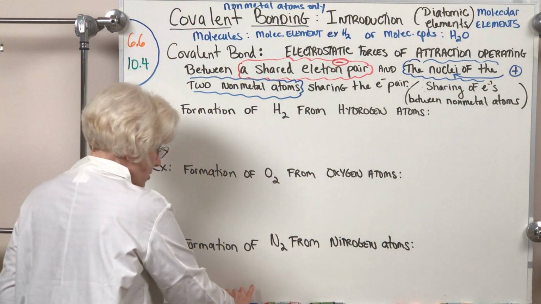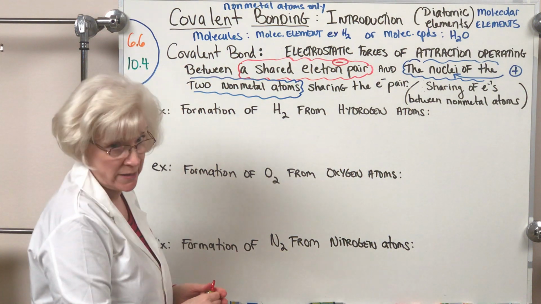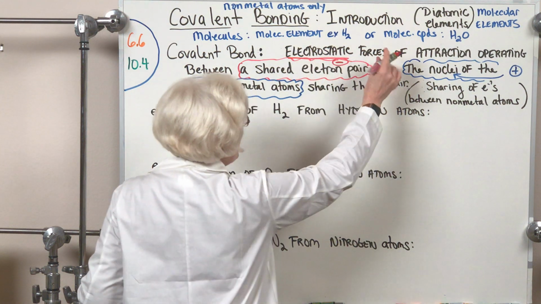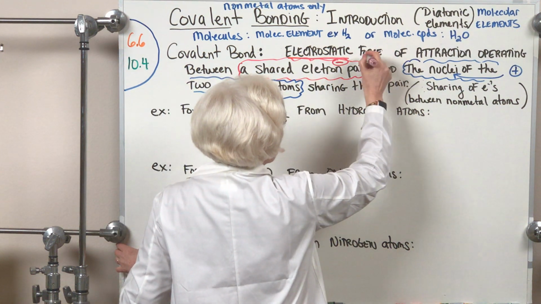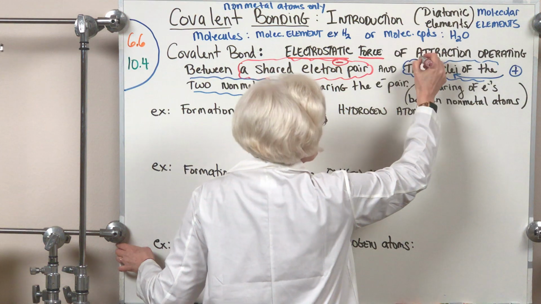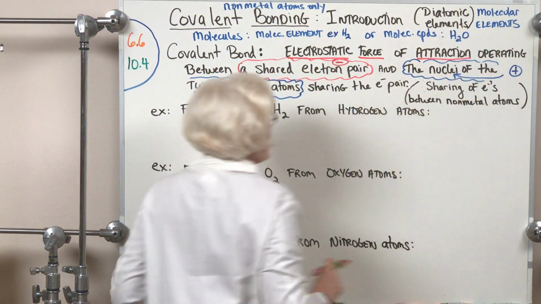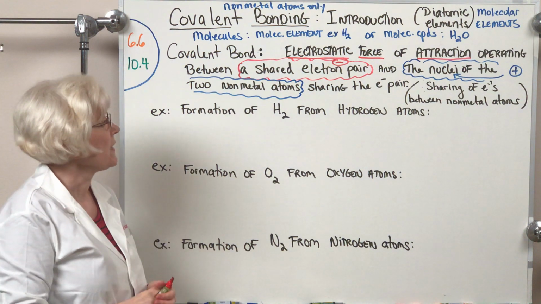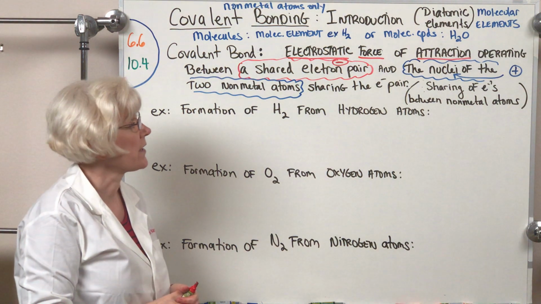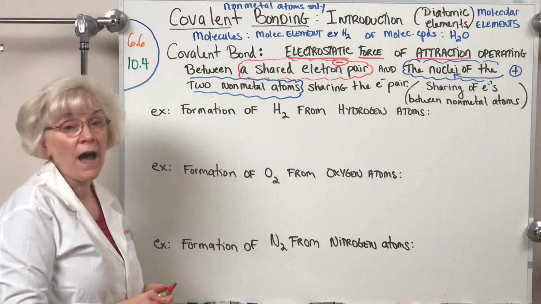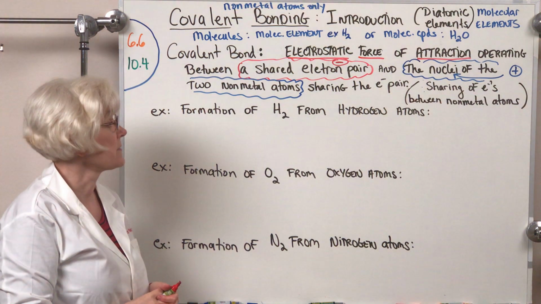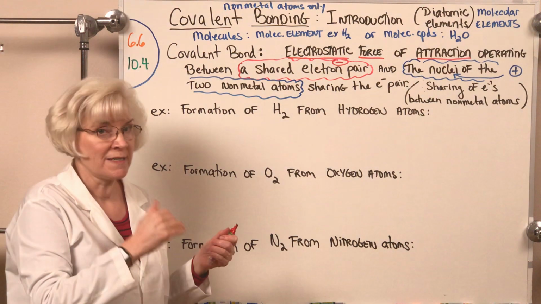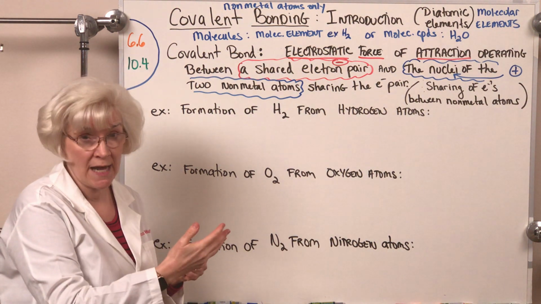So here's a definition of covalent bond. It's an electrostatic force of attraction. Right, so electrostatic, let's make that singular now. Electrostatic force of attraction operating between a shared electron pair and the nuclei of the two nonmetal atoms that are sharing the electron pair.